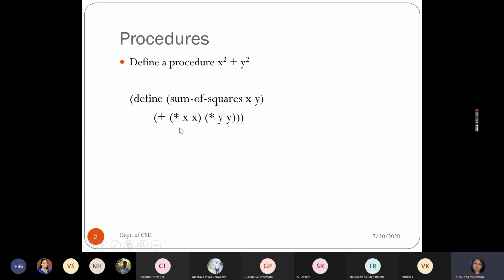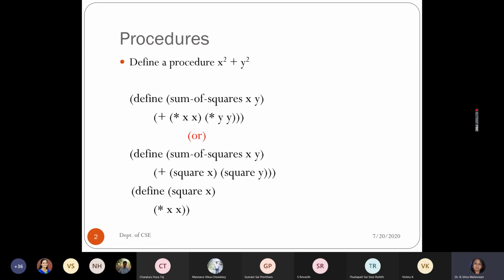Okay, so this is one way of writing, but you can also write like this. That means you can build a small function square, and that square you can also call over here. So this is called a complex procedure, I can say. Why? Because the body of the procedure is nothing but calling another procedure. So I can say it is a little bit higher abstraction. Define sum of squares x, y, and then square x, square y, and both are added together.